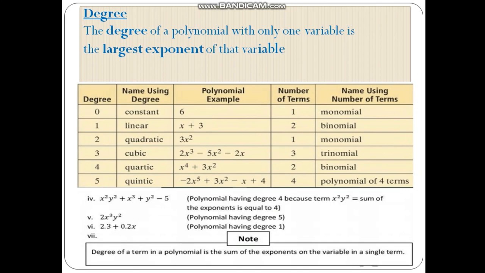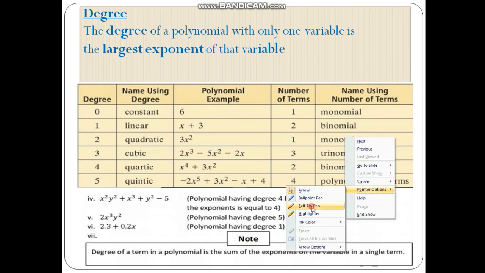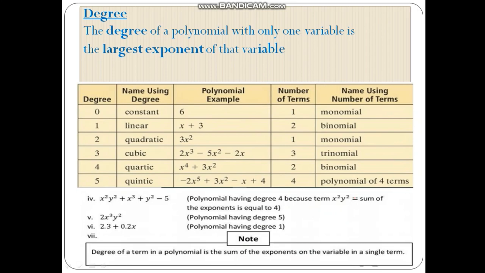Okay, let's discuss the degree of the polynomials. The degree of the polynomial with only one variable is the largest exponent of that variable. If it is 6, that is the constant one, it can be written as 6x raised to the power 0, because x raised to the power 0 is equal to 1. So 6x raised to the power 0 is equal to 6 into 1, that is equal to 6.